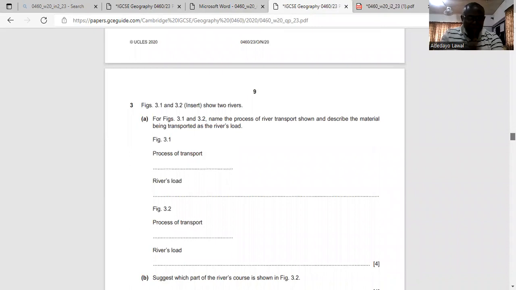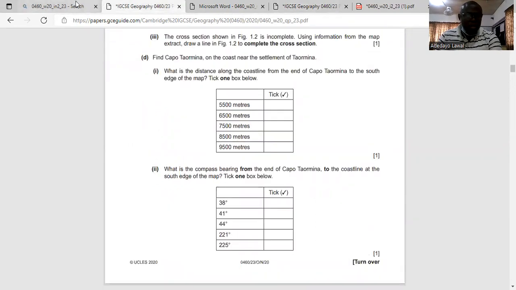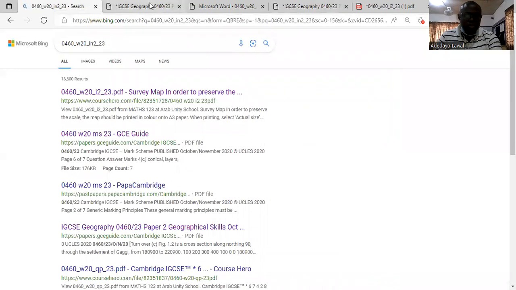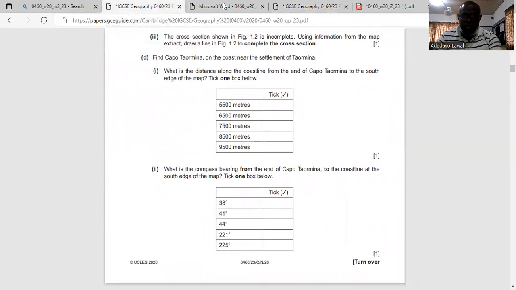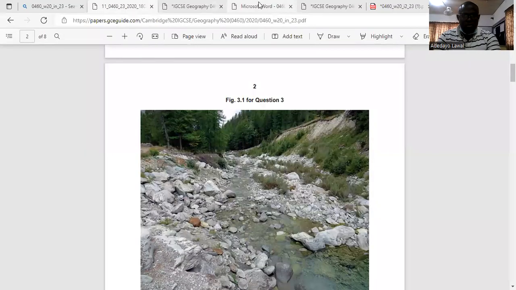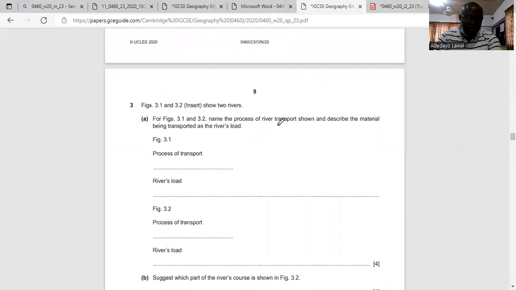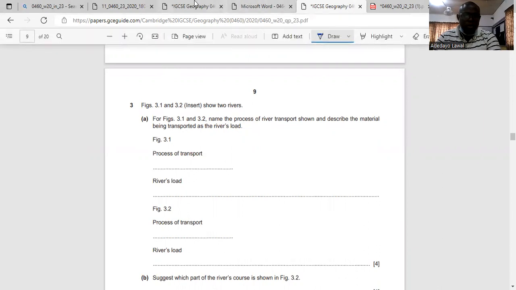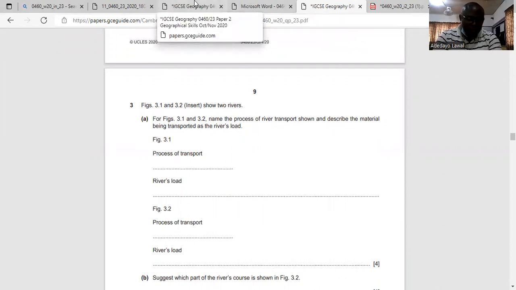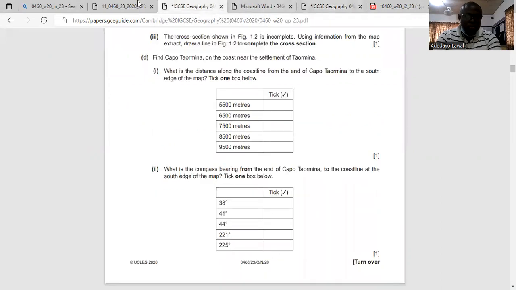Okay. Figure 3.1 and 3.2 show 2 rivers. Let me see, do I have the insert here? I think I need to quickly download it. Okay, so I have it now. Figure 3.1, name the process of river transport shown and describe the material being transported as the river's load. So let's go back. We want to talk about the process of transportation and the river's load.